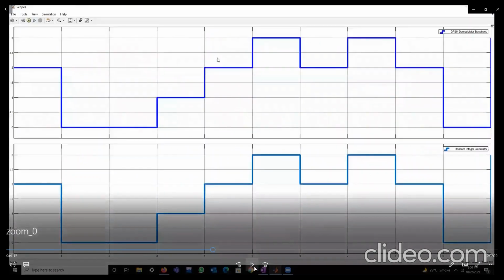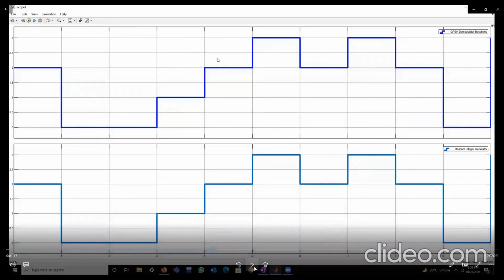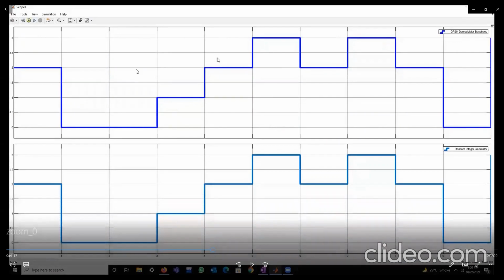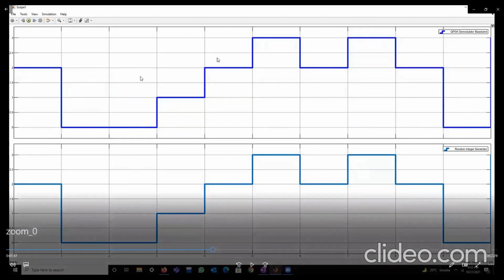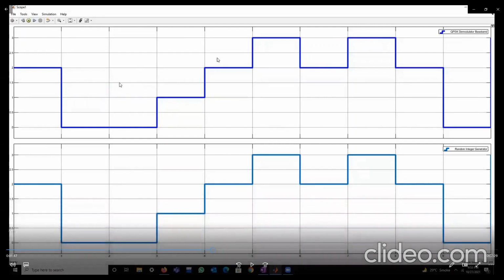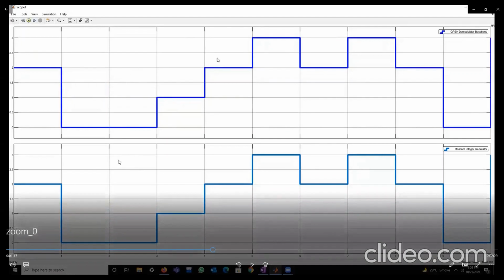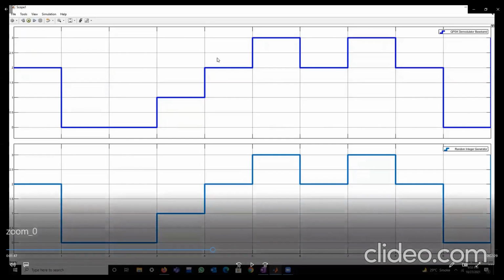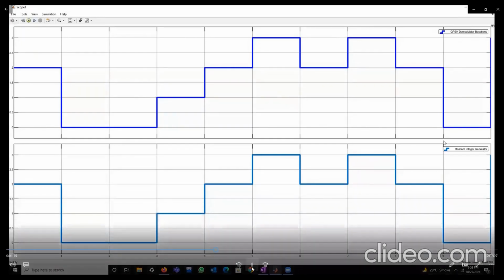So the next waveform which we are going to observe is the demodulator end waveform. So here, this is the input waveform and this is the demodulator output waveform. So these two waveforms are replicas of each other. That is, both the waveforms are exactly similar to each other. So from this, we can conclude that there are no bit errors generated in this simulation. And the correct information is received at the receiver end.